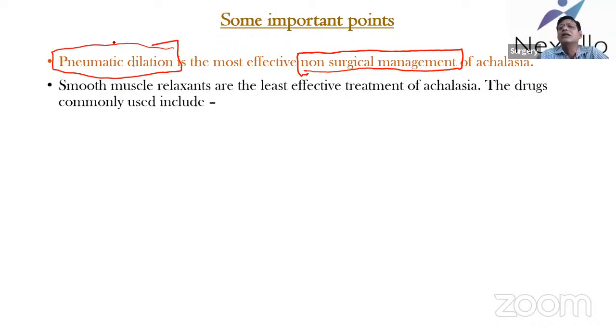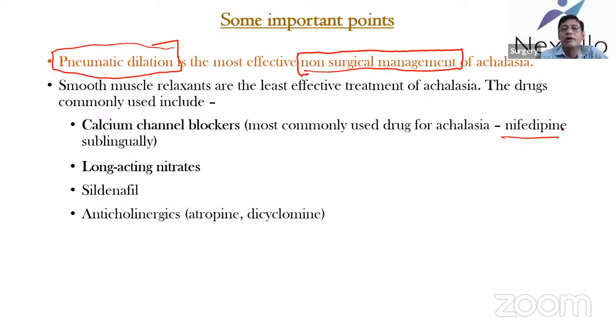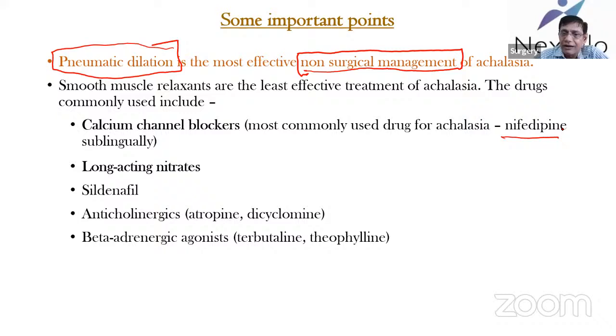Smooth muscle relaxants are the least effective management of achalasia. We may utilize a number of them. Okay. Now, these drugs that we utilize could be calcium channel blockers, most commonly nifedipine. This is the most common drug that is utilized in the management, nifedipine sublingually. Then we may use the long-acting nitrates. We may also utilize sildenafil. We may also utilize the anticholinergic drugs like atropine or dicyclomine, which is actually just a congener of it. We may also utilize beta adrenergic agonists like terbutaline, theophylline, etc., to relax the smooth muscles. Okay. So these are the drugs. Among these drugs, the important thing to remember is calcium channel blockers and the long-acting nitrates. They are the least effective management, by the way.